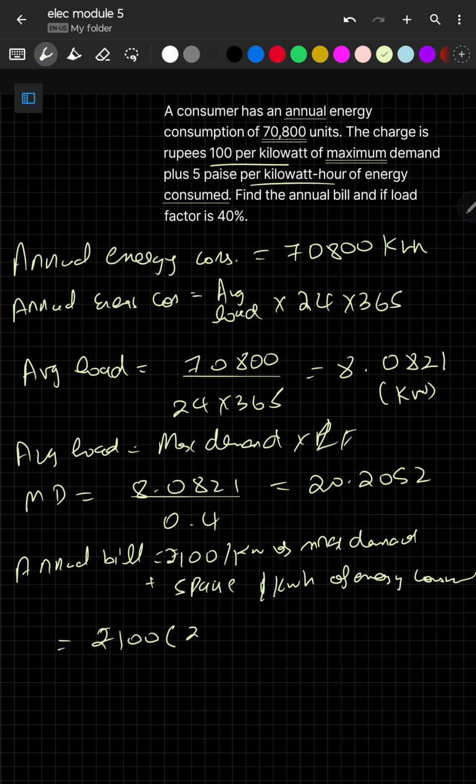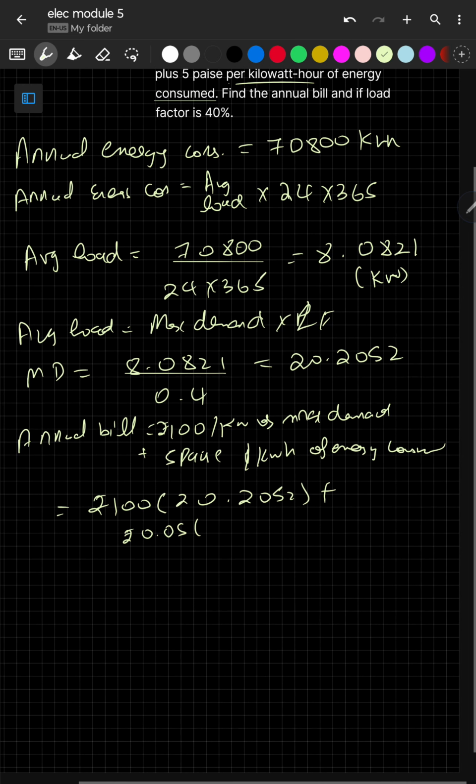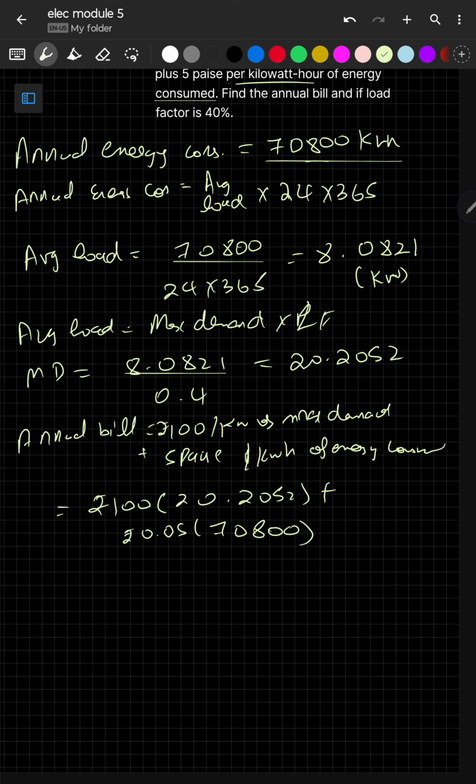Remember this, 1 rupee is 100 paise. So 5 paise is how much rupees? Easy, 5 by 100, 0.05. So plus rupees 0.05 of energy consumed. Energy consumed is how much that they've given? 70,800. So 100 into 20.2052 plus 0.05 into 70,800.